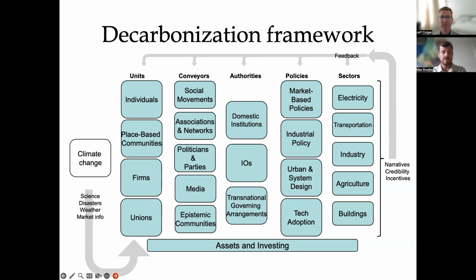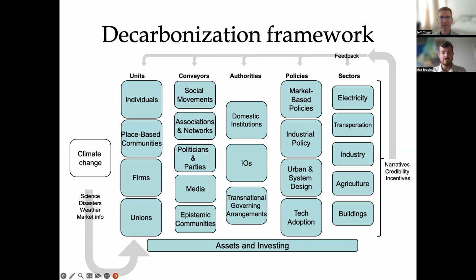So our first category covers different units across society, such as individuals or communities, which are affected by climate change. These units are then organized or mobilized by various conveyors to affect or influence authorities like domestic institutions or international organizations. These authorities then design policies which then affect different sectors of the economy with the ultimate aim of decarbonization. And we think of this as a recursive process which constantly evolves over time, as indicated by the feedback arrows. And finally, we also identify assets and investing as a key dynamic underlying all of these categories and interrelationships.